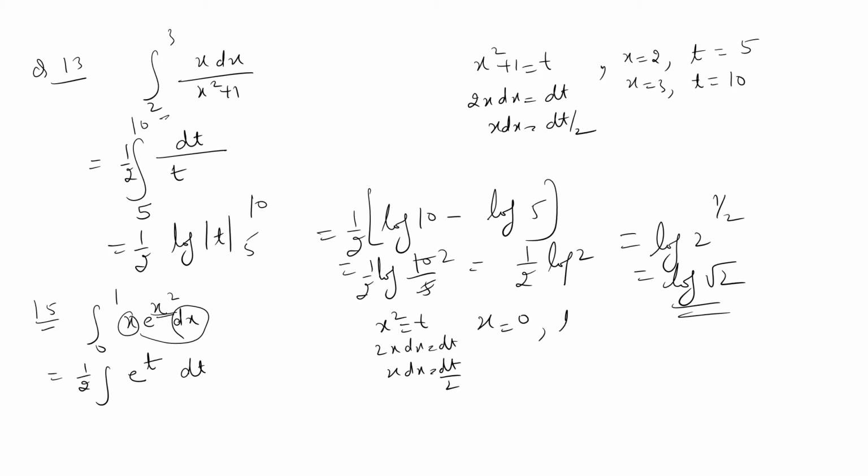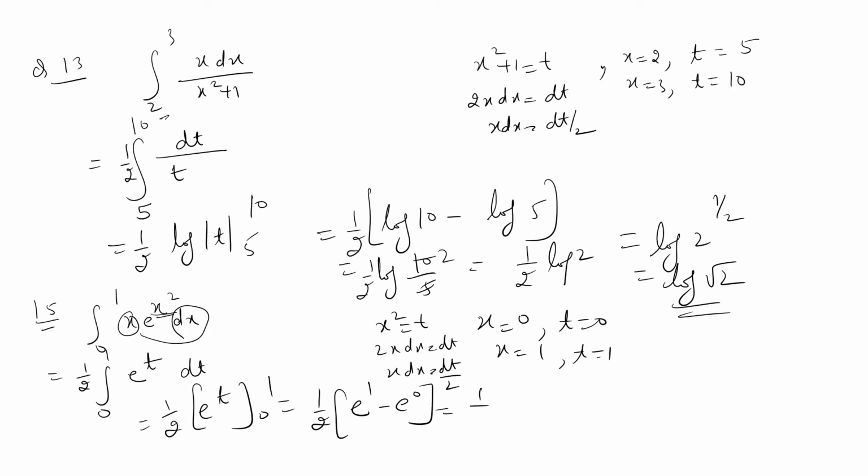When x is 0, t is 0. When x is 1, t is again 1. Integral is e raised to power t, which turns out to be half of e raised to power 1 minus e raised to power 0. Be careful, e raised to power 0 is not 0. So the answer is e minus 1.